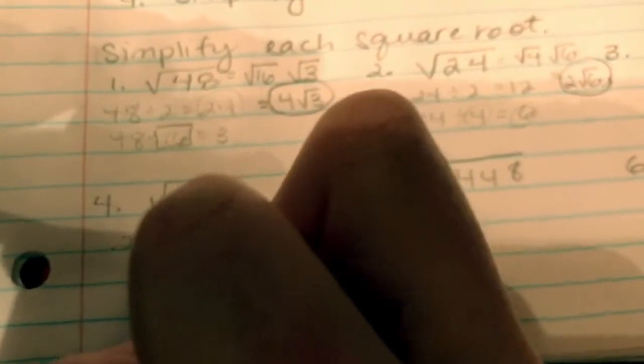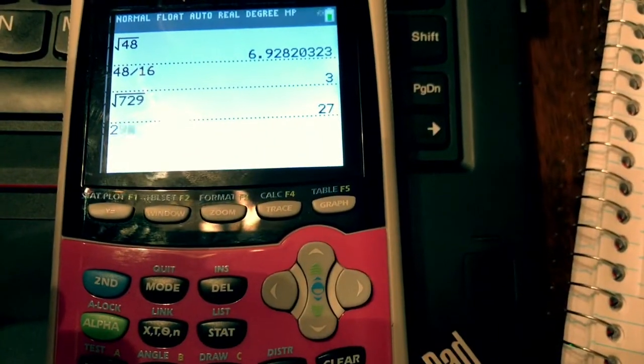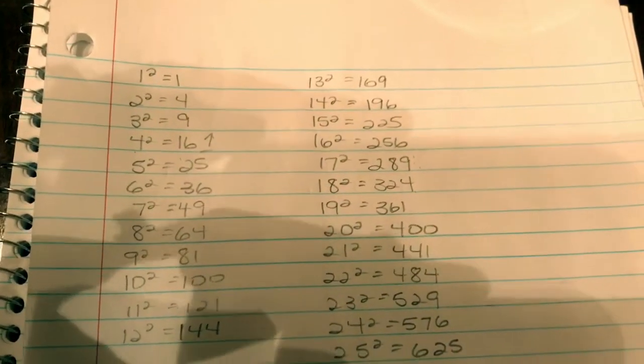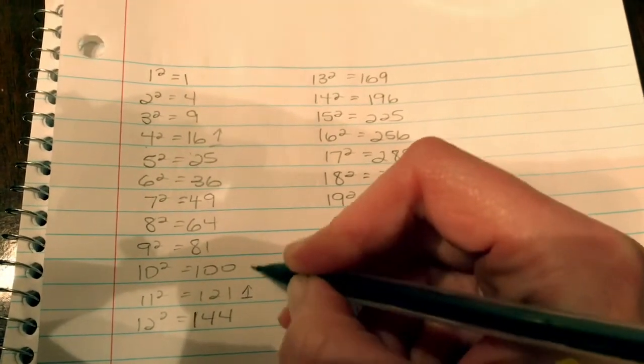294 divided by 2, and you get 147. This helps narrow down the number of perfect squares we need to check. So we look at our list, 147, all the way down here. So 121, starting with 121, and then you just guess and check.